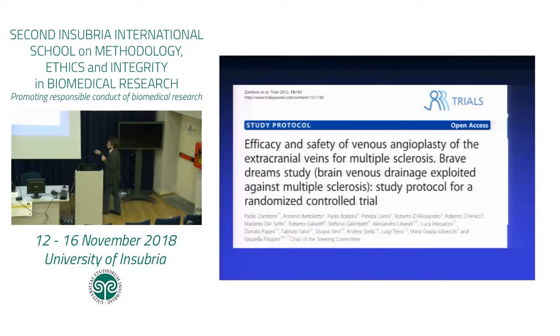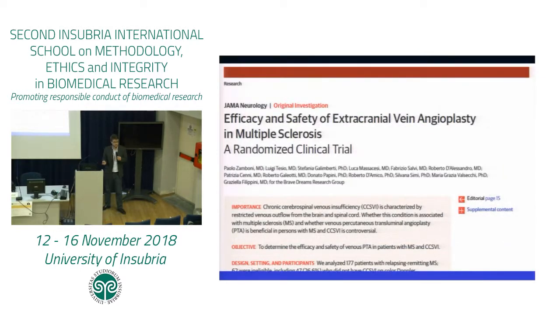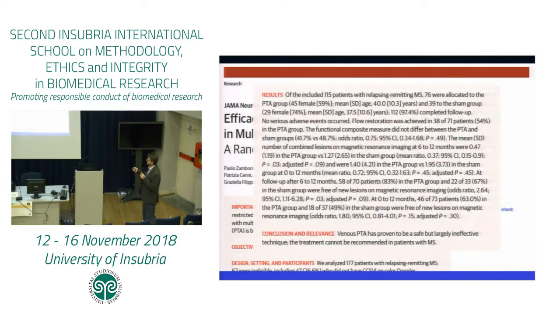What did Zamboni do? Zamboni said, let's do a randomized controlled trial because I believe in it. And so he called the maximum experts of methodology and multiple sclerosis in Italy, not only clinicians but also methodologists. Many of them are friends of Rita Banzi. And this trial was published in January this year. It's not JAMA, it's JAMA Neurology, but it has a very high impact factor. Honestly, Zamboni said venous PTA is proven to be a safe but largely ineffective technique that cannot be recommended to patients.